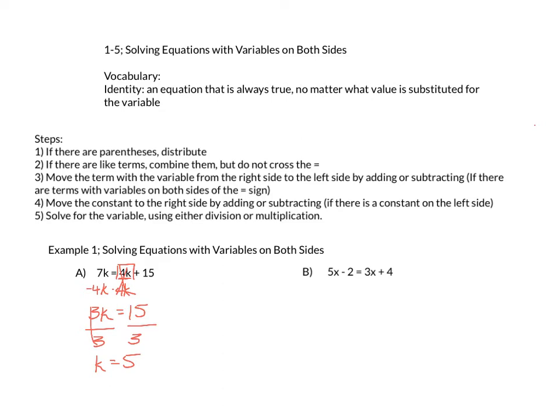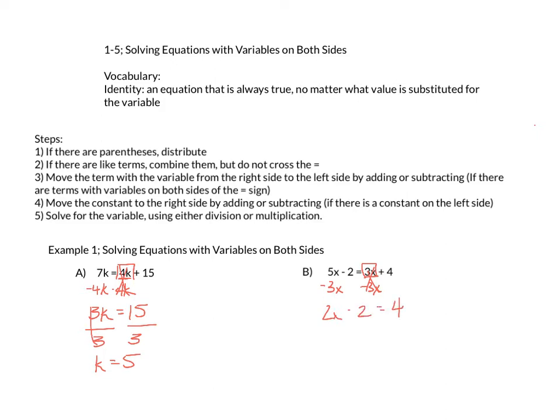The next one, we're going to do the same process. No parentheses, skip. There's no terms we can combine without crossing the equal sign, skip. Move the term with the variable from the right side to the left side. There is a term with a variable right here. So we're going to move that positive 3x to the other side by subtracting it. And these cancel. And 5x minus 3x is 2x. But I still have that negative 2 right there, so I need to remember to bring that down, equals 4.